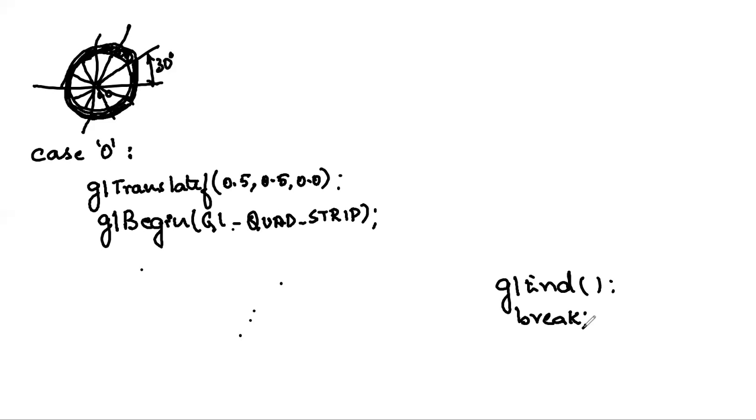I have 12 quadrilateral strips here, so I should have a looping statement that should iterate 12 times and finally come to the same point where we had started. For that, let us write it as for i equal to 0, i less than or equal to 12, i plus plus. So I'll say i equal to 0, i less than or equal to 12, i plus plus.